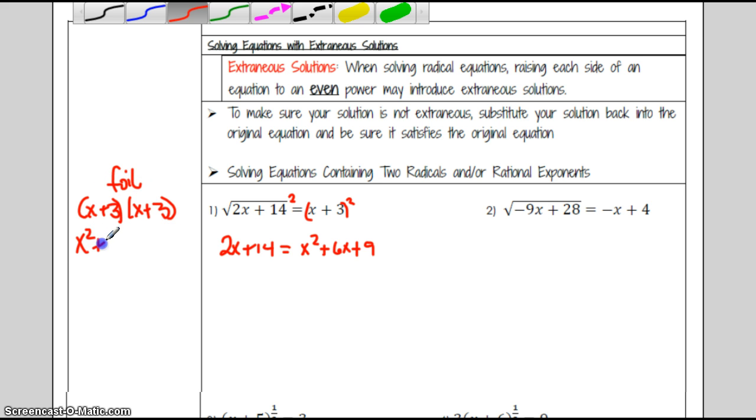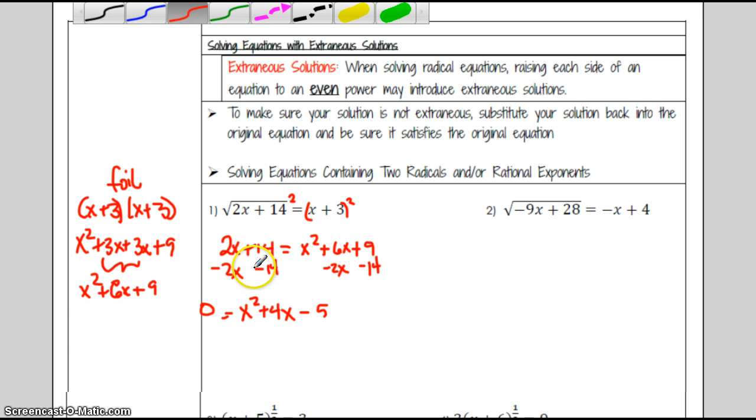Okay, so we have to come up with that middle term after we combine. Okay, so there's our FOILing where I got my x squared plus 6x plus 9. We can't just distribute. That doesn't work. So what we want to do next is get everything to one side, and then we can see if we can factor or simplify after. All right, so subtracting 2x, subtracting 14, that leaves me with 0 over here, and then I've got my simplified quadratic here. So then I'm going to attempt to factor it.